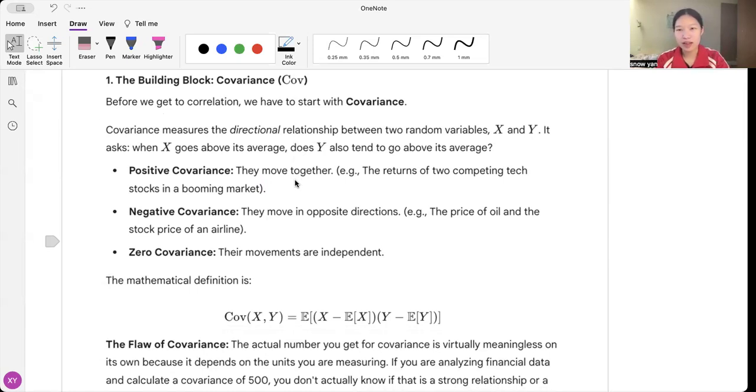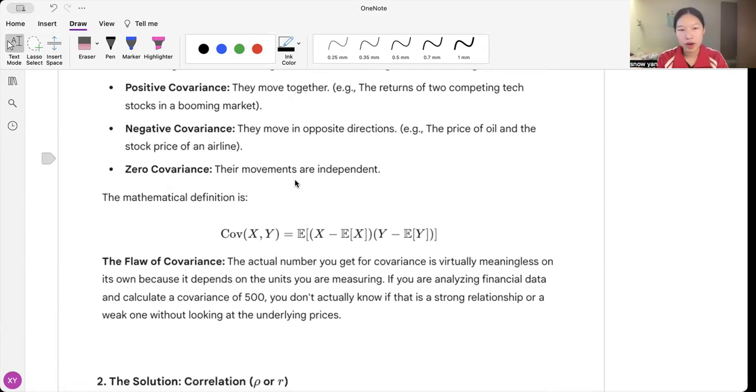Basically, if it's positive, then if x goes up, y would also likely go up, and if x goes down, then y goes down as well. So it's in the same direction. Negative covariance means if x goes up, y is likely to go down, and the other way around. Zero covariance means that their movement is relatively independent.